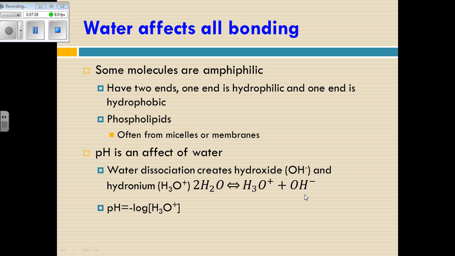And this happens naturally. Water has a dissociation constant that you already know, it's 14. We're going to talk about that in a couple of minutes. But pH actually is an effect of water. If you add certain things to water, you can make it form more hydronium ions, or you can make it form more hydroxide ions. It depends on what it is.